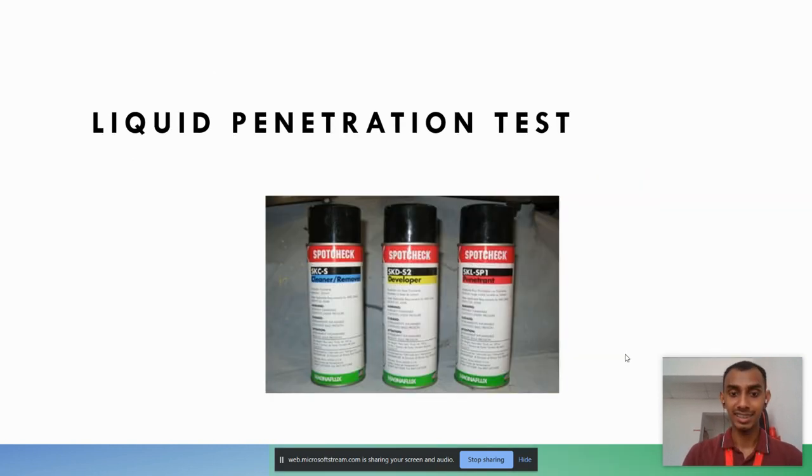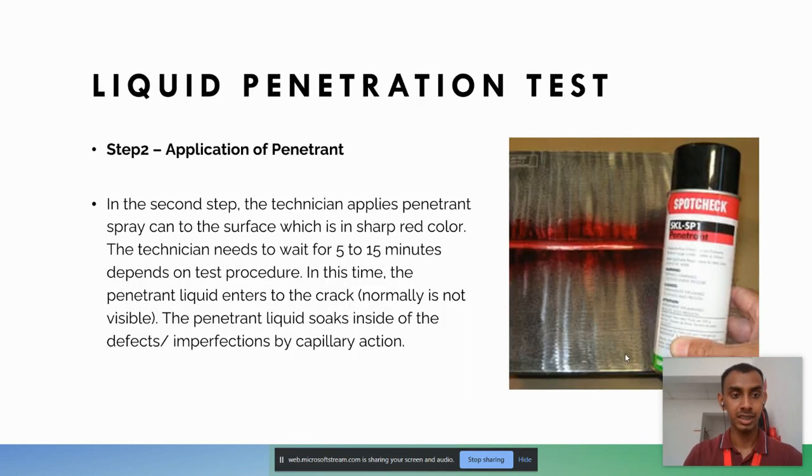Like I said, these are the three spray cans that you get. First one we've seen is the cleaner, then we have the penetrant and the developer. Now, step 2 is the application of penetrant. In the second step, the technician now applies the penetrant spray can to the surface, which is in a sharp red color.